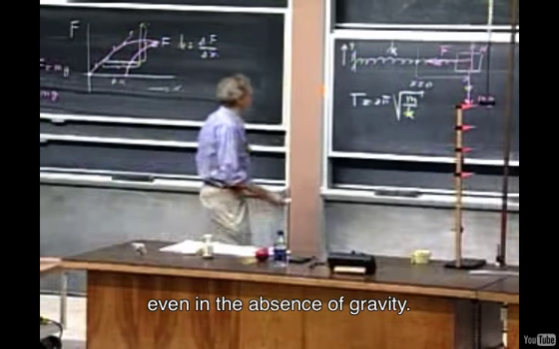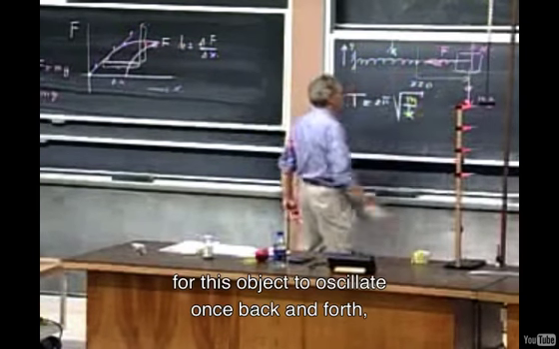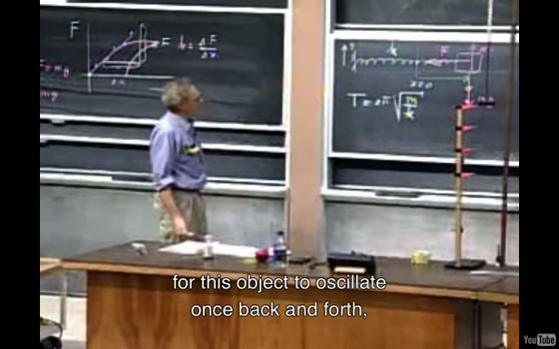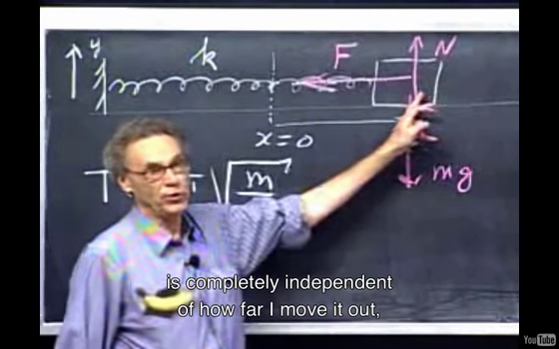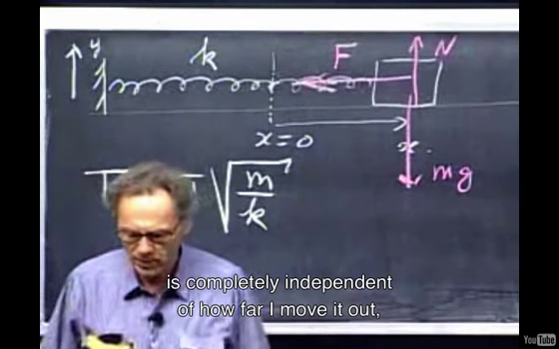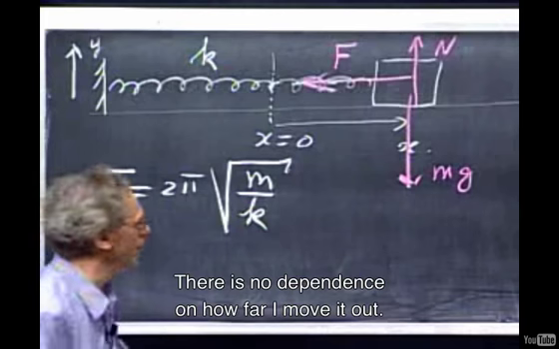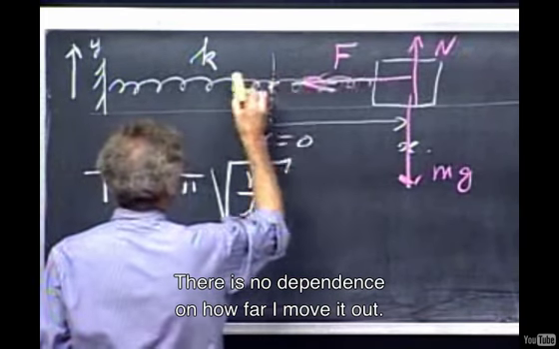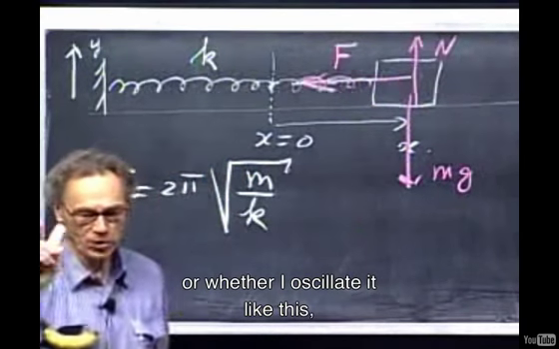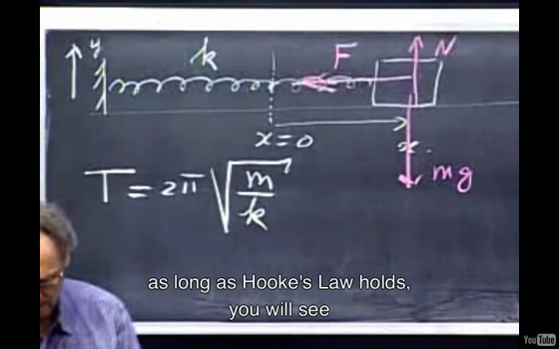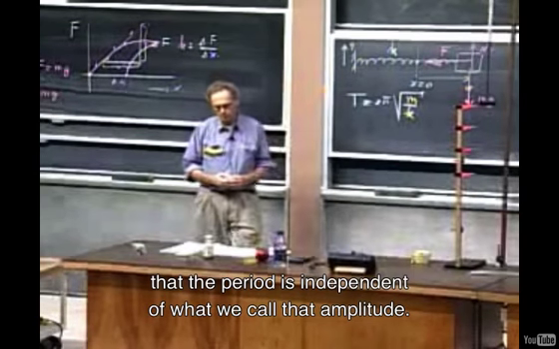The period, the time that it takes for this object to oscillate once back and forth, is completely independent of how far I move it out, which is very non-intuitive, but you will see that that comes out of the derivation. There is no dependence on how far I move it out. So whether I oscillate it like this, or like this, as long as Hooke's law holds, the period is independent of what we call the amplitude.